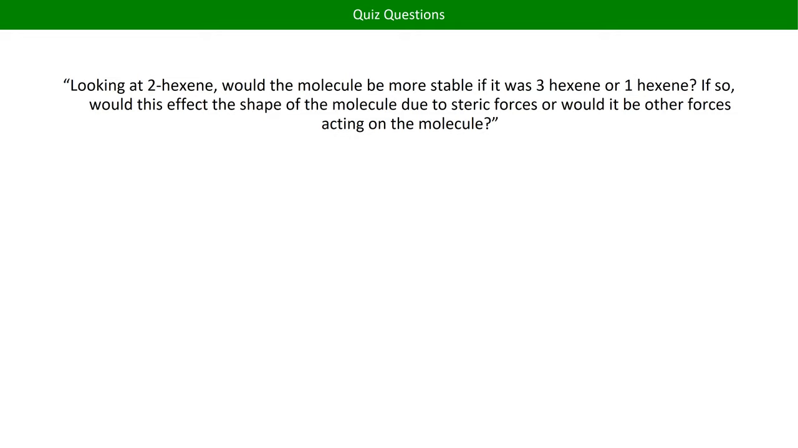Good random question, Fa2Chem. If we're looking at 2-hexene, would it be more stable if it was 3-hexene or 1-hexene? And is that going to be due to steric effects? So there is going to be a difference between 1-hexene and 2-hexene, but the more obvious one is the difference that you see between trans 2-hexene and cis 2-hexene.